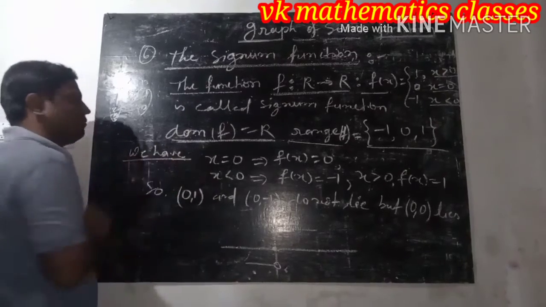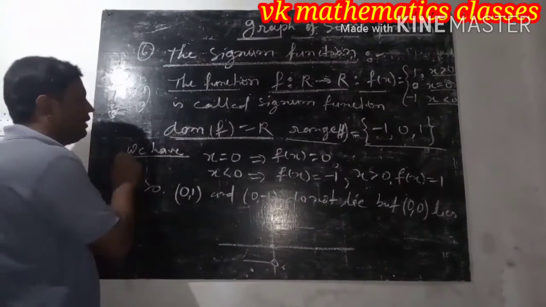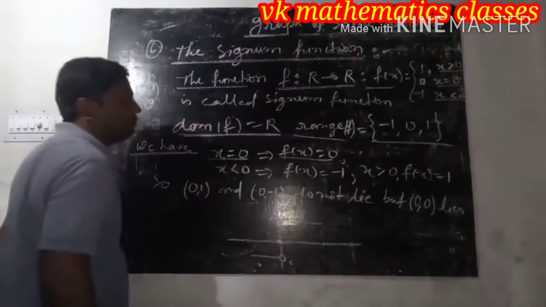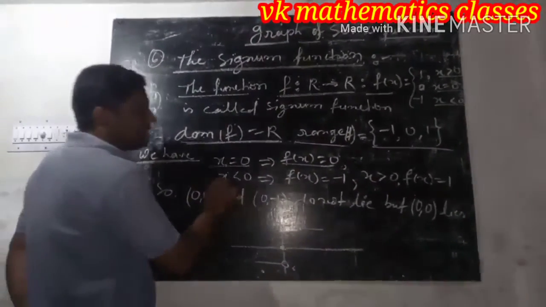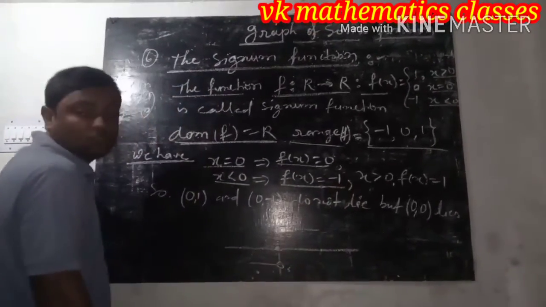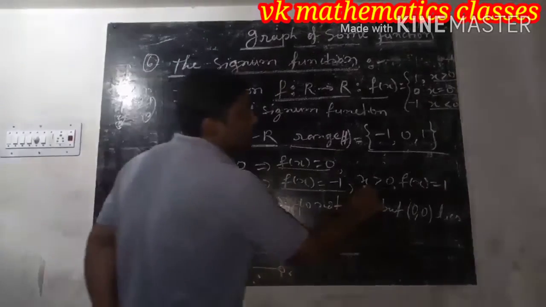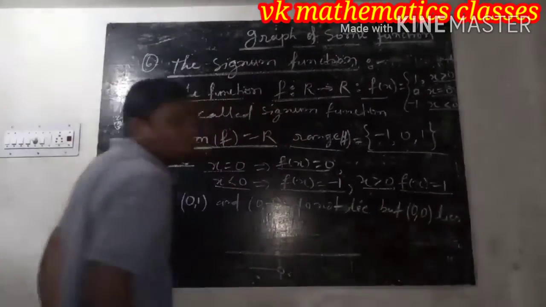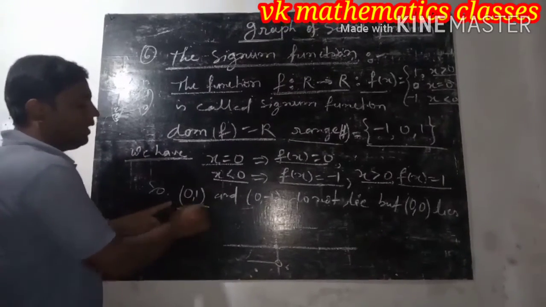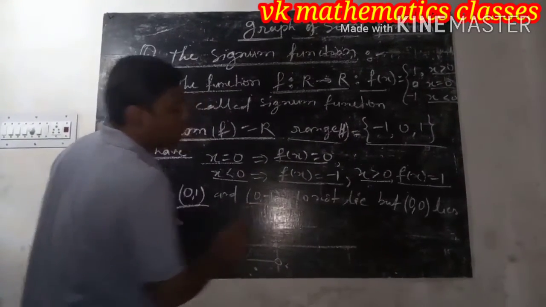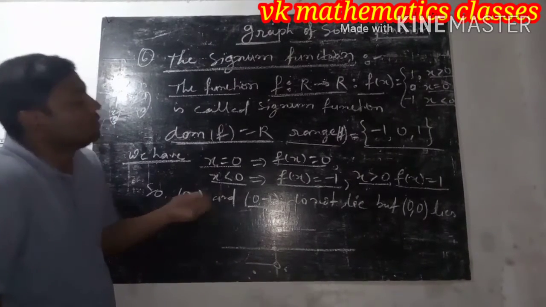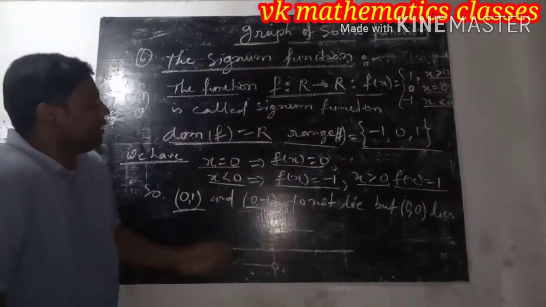After we draw a graph, first of all, when x is equal to 0, this implies f(x) equals 0. If x is less than 0, this implies f(x) equals minus 1. If x is greater than 0, f(x) equals 1. So (0, 1) and (0, -1) do not exist here, as when we take x equal to 0, it is equal to 0.